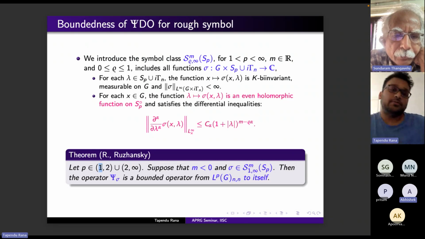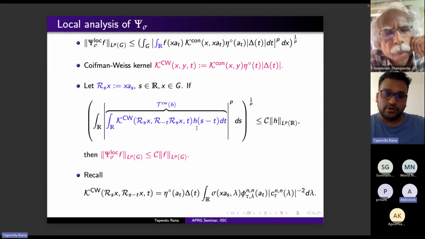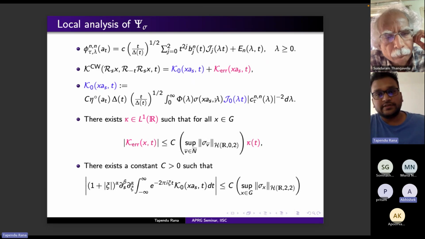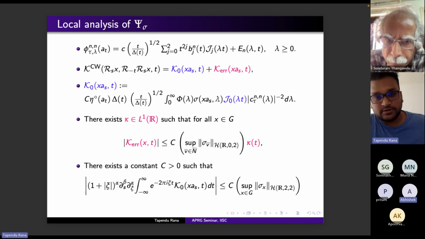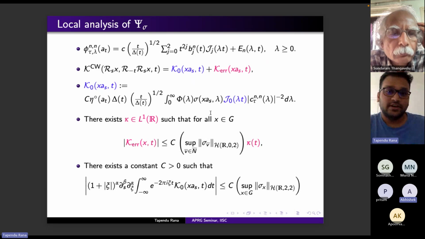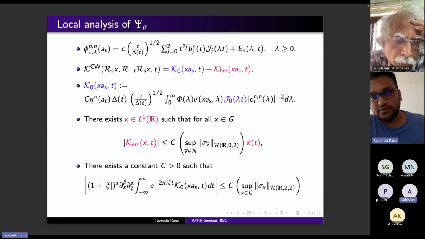Yeah, ρ infinity. If you take any ρ, there is a problem again with the local part. If you take a general ρ here, remember the calculation for the local part. If you take ρ less than 1, that means you are taking less decay in the symbol variable. Then this analysis will fall apart. This analysis is very sharp in the sense that if you take less decay in the symbol variable, you cannot handle the k naught part. You may be able to handle this k error part, but you'll have trouble handling this k naught part.